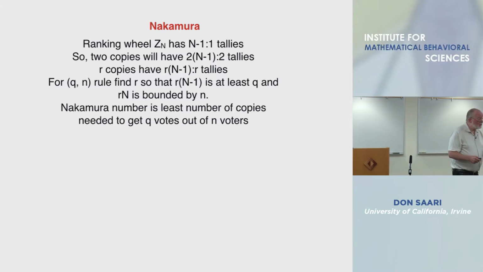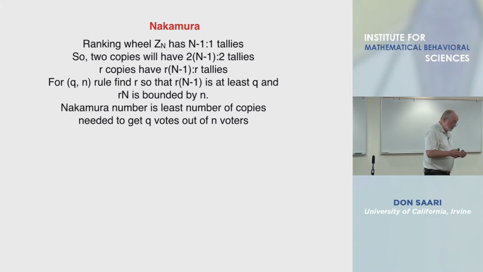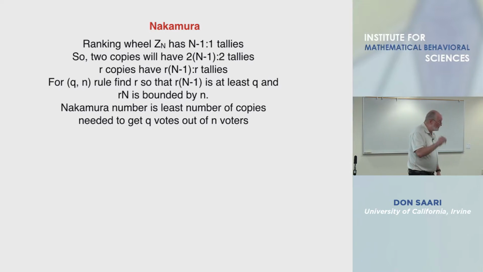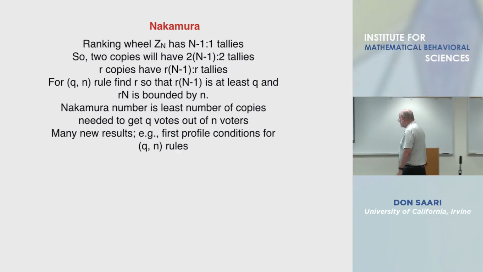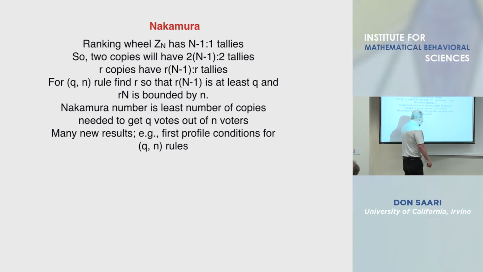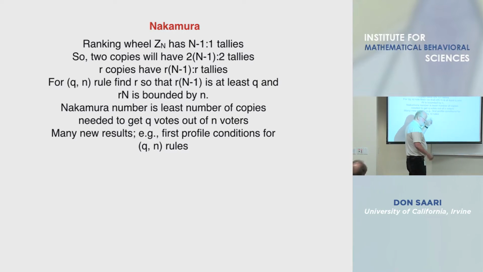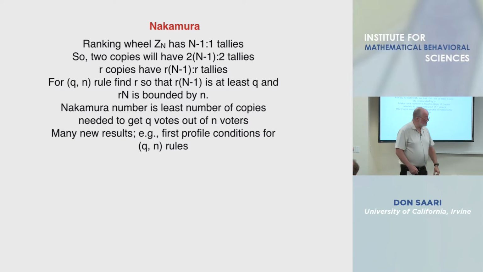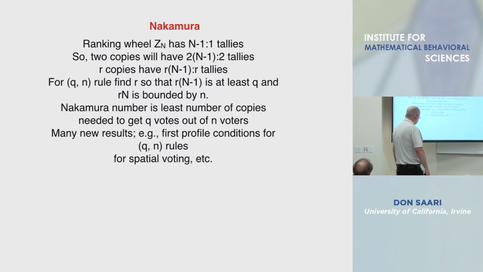I stated earlier that there was no general rule, no profile restriction like Ward's condition, for QN rules. There is none, and you have to expect it's going to be strictly in terms of ranking wheels. That's all it is. And so, as I stated, many new results. I created the very first profile conditions, forcing transitivity by allowing only certain types of rankings, which now hold for any QN rule. So these conditions just crop up, and they're all due to symmetry.